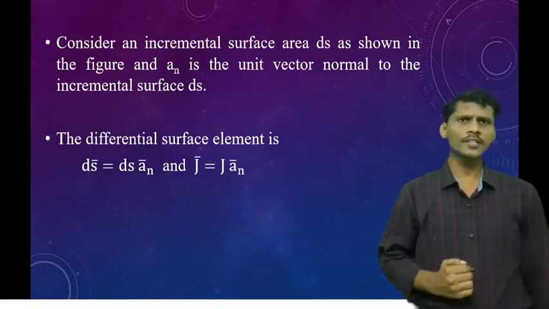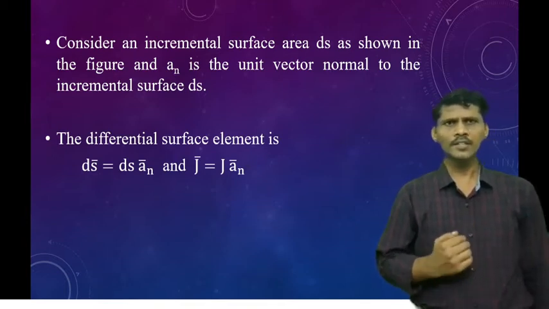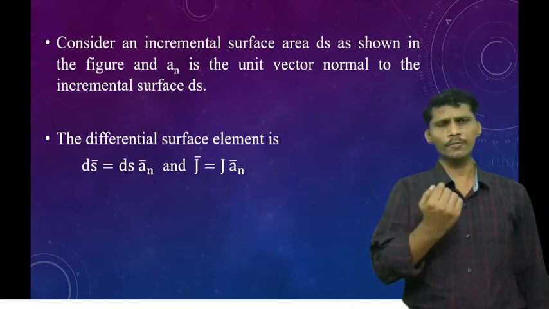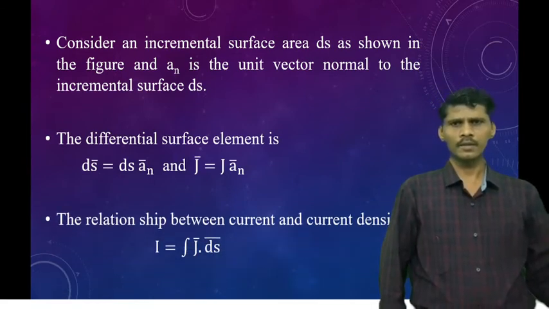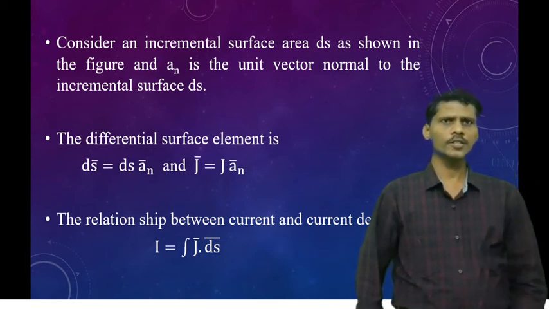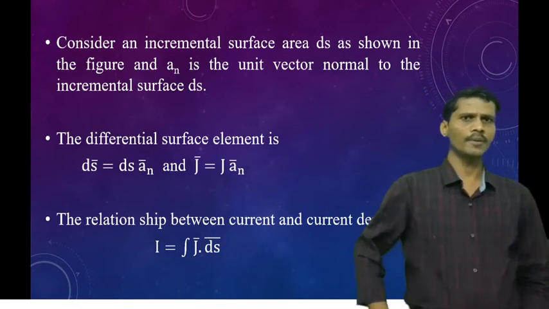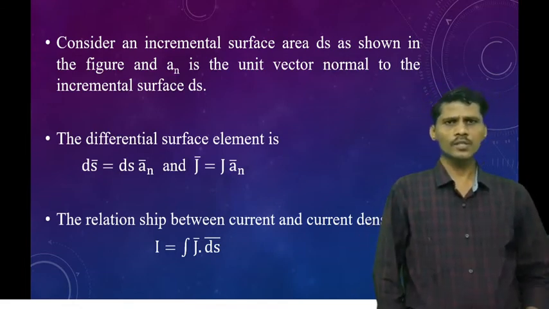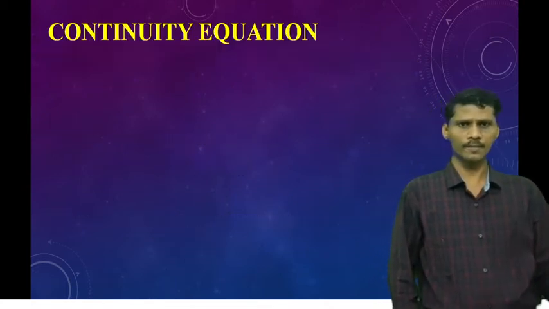And the current density J bar is equal to J times a_n bar. The current density is also normal to the surface. The relationship between current and current density is given by I equal to the surface integral of J bar dot ds bar.